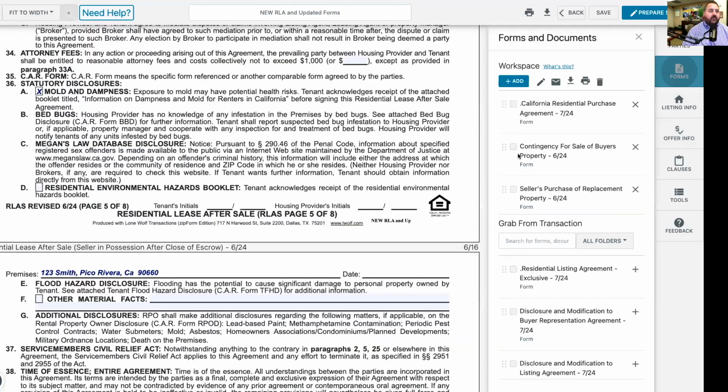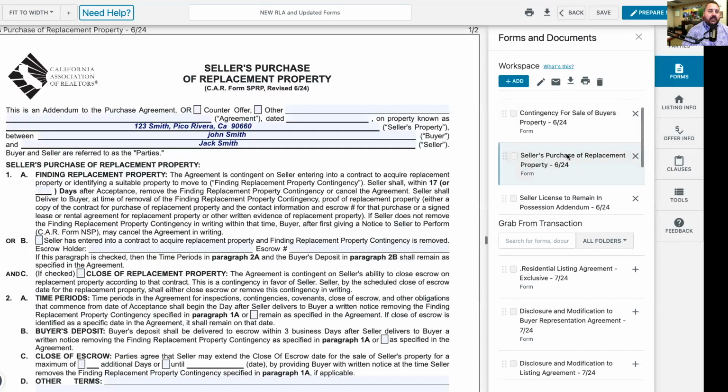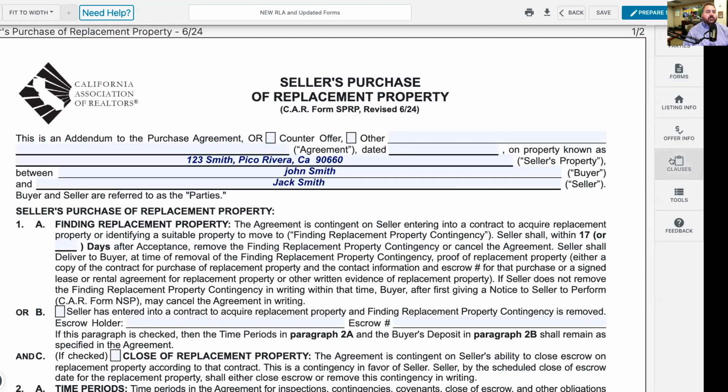Next up on the forms is going to be the seller's purchase of replacement property. So we went from what we do as a buyer, where we need to sell a house, sell our property and it's contingent, to what we need to do if our sale of our property is contingent on us finding a replacement property. So now we're moving everything down to the down leg. Everything we talked about before was mostly up leg stuff. Now it's down leg, right?